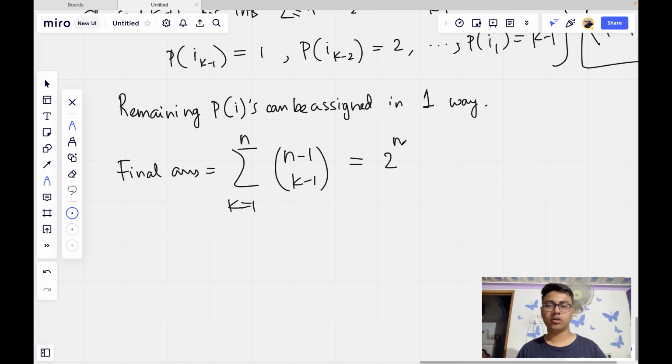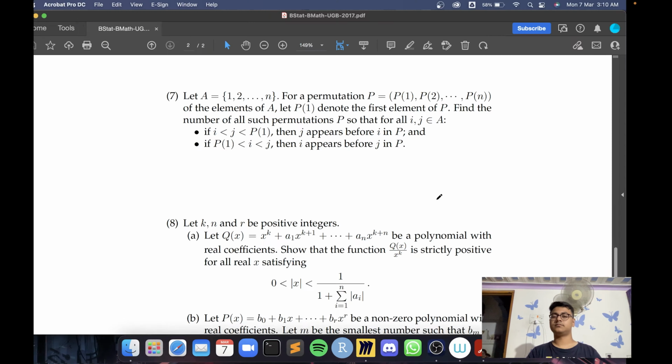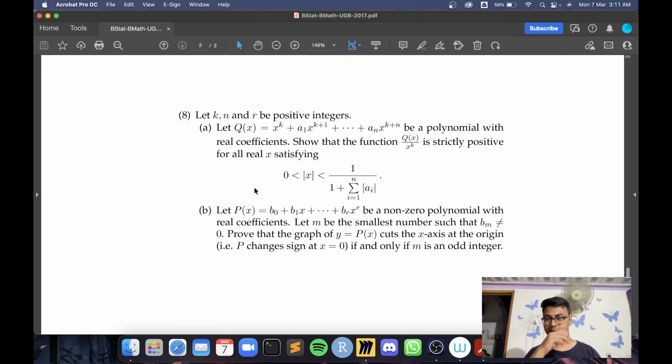And this, as we all know, is just 2 to the power n minus 1. This is our final answer. This was a very simple question on combinatorics. So question number 7 is also done. Move on to question number 8.